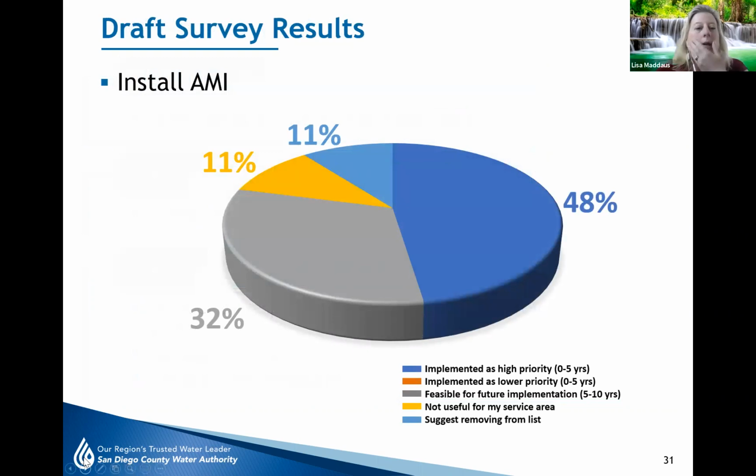So here is, for example, a question about AMI and who's implemented AMI. Of those that participated, 19 agencies told us that 48% of them, almost half, had already put in AMI, including their CII customers. And the other categories for all the surveys were implemented as a high priority, lower priority, feasible but considering it, so that would be like piloting, not useful, and removed from the list. Next slide.